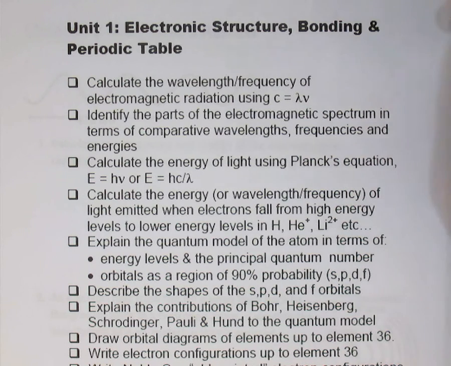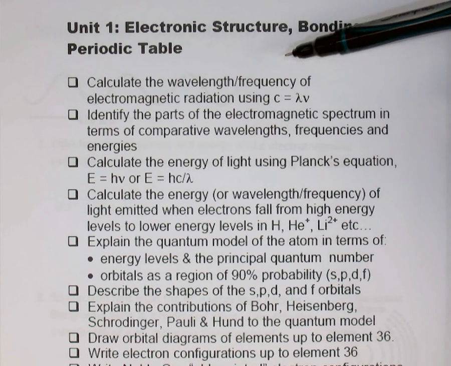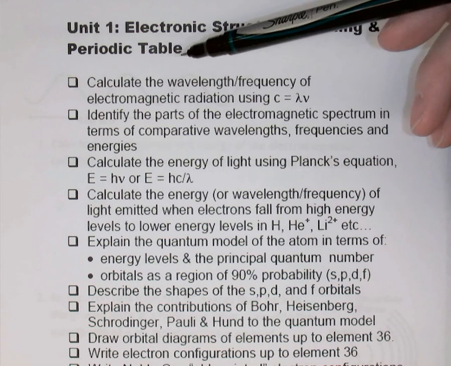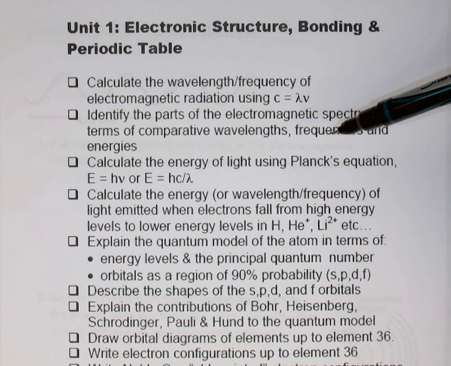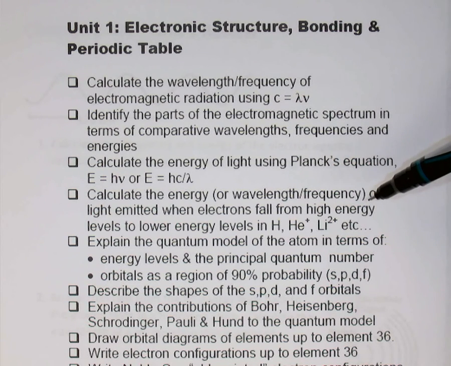Alright, so in today's video we're looking at a review and overview of the first unit of grade 12 chemistry. The unit was called Electronic Structure, Bonding, and the Periodic Table. It began with a discussion of the nature of light, and that's because it turns out that light has both properties of waves and particles, and that provided the springboard to discuss the new model of the atom, in which electrons also have wave and particle properties.